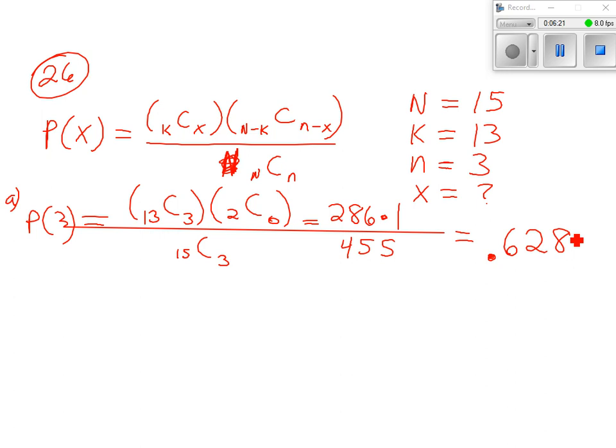So if we got these 15 microchips in this box right here, and I tell Camden to grab 3 out, what's the probability that all 3 of them are going to be not defective? About 62 or 63%. That's what we're saying with that.